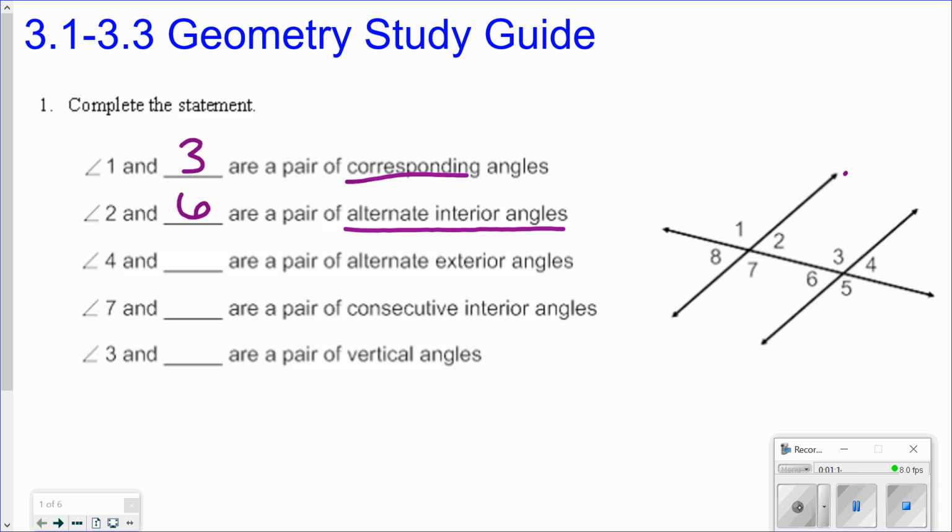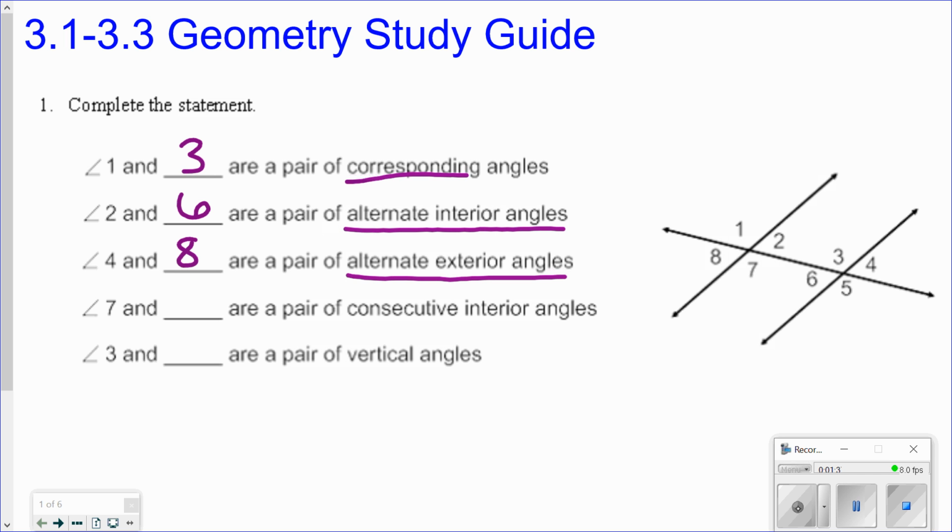Angle 4 and angle blank are a pair of alternate exterior angles. So alternate, opposite sides of the transversal, exterior are on the outside of these 2 lines. So if we have angle 4, the alternate exterior to angle 4 would be angle 8.